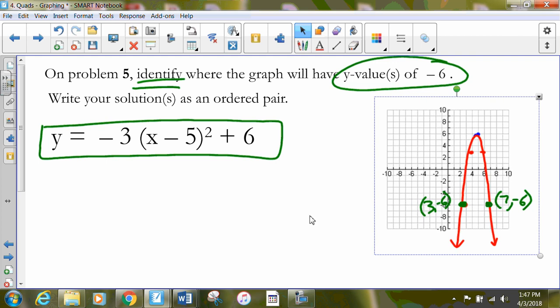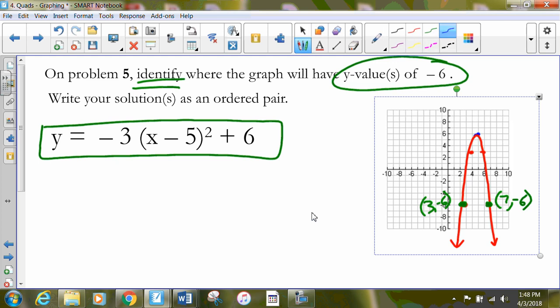So they're saying, identify where the graph will have a y value or y values of -6. Well, we're done. We looked at our graph and we see that at 3, -6, and 7, -6, those are the 2 points that have a y value of -6. But we're going to need to show that we can do this algebraically as well. So let's go ahead and do it algebraically.